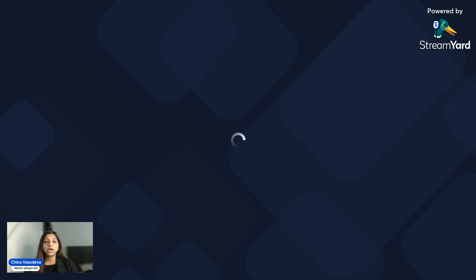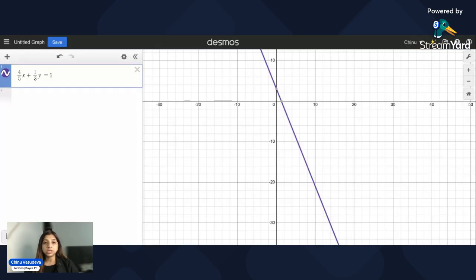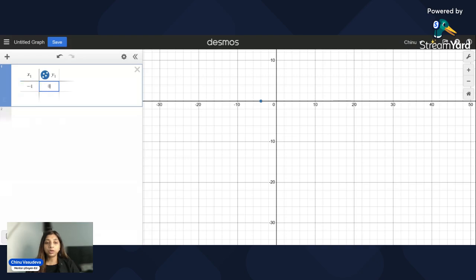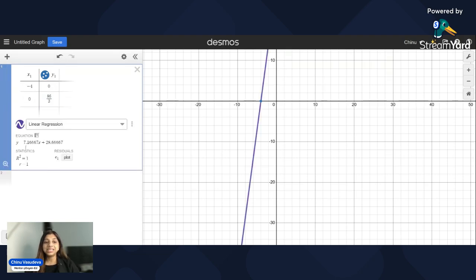Now if I try and do a similar problem using Desmos, again, I can go back to plus, go to my table and add the values. So my two values are -4 and 0. And the second one is 0, 86/3. And again, add regression. And you will see that your slope is 7.166 here and 28.667 is your y-intercept.